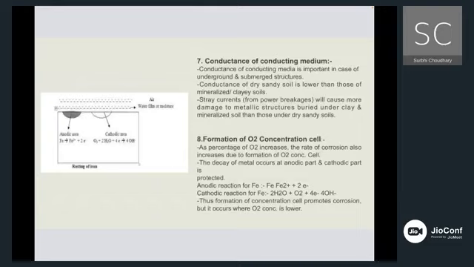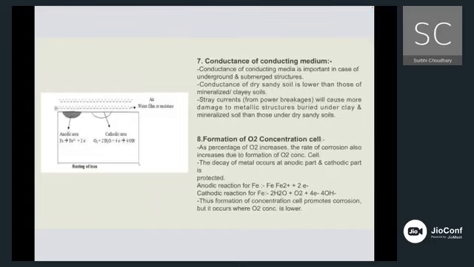So here we can see both reactions in the rusting of iron in this picture. In the anodic area, iron is converted into iron ions and electrons are released. In the cathodic area, the electrons are gained by oxygen and water, and they are converted into ions. Thus, the formation of a concentration cell promotes corrosion, but it occurs where oxygen concentration is low.